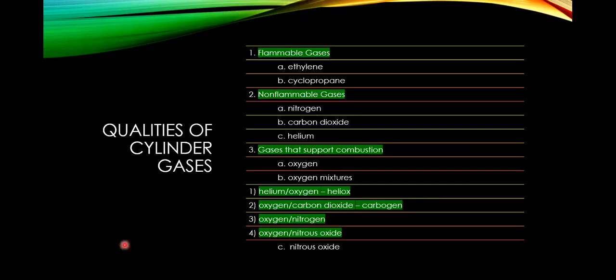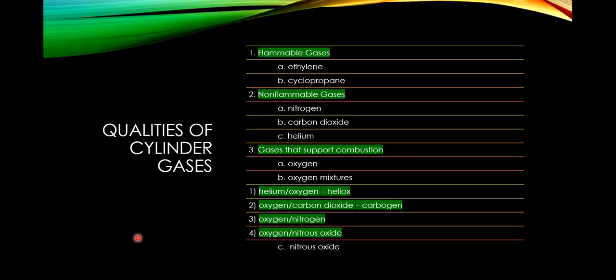Let's look at the qualities of cylinder gases, and then we're going to stop. Okay, qualities of cylinder gases, and we're going to stop for the day. What are the qualities of cylinder gases? We got to understand cylinder gases have certain qualities. First one is flammable. There are some flammable gases. Some of them are flammable, and that will be ethylene and cyclopropane. Ethylene and cyclopropane are your flammable gases. Then what's next? Non-flammable gases are your nitrogen, carbon dioxide, and your helium.